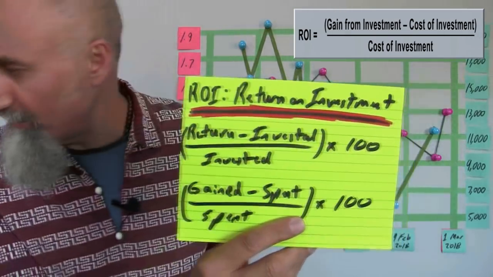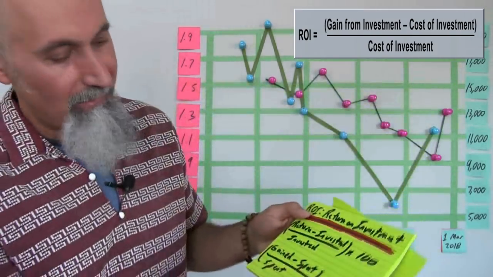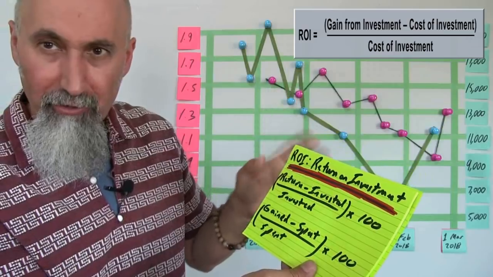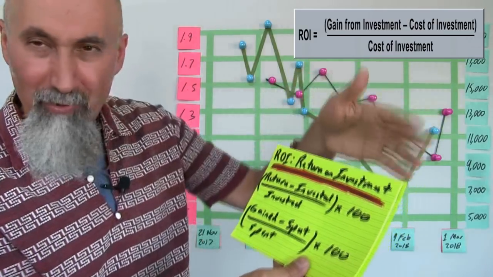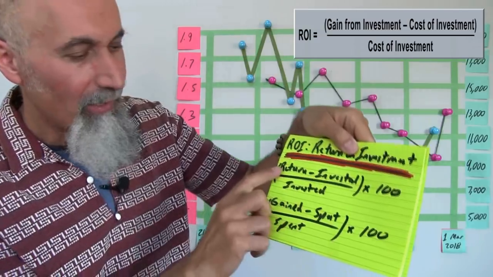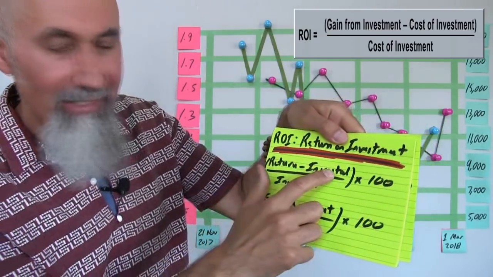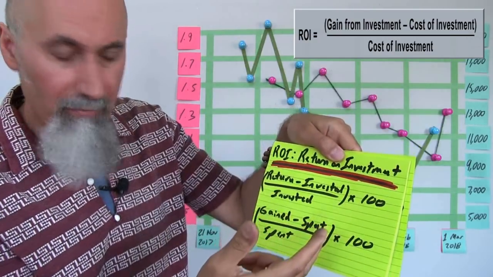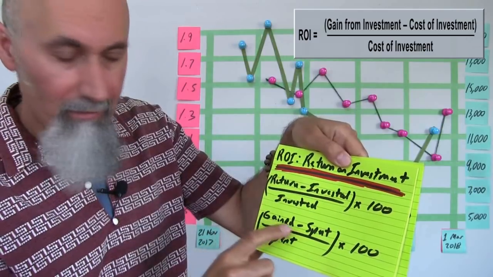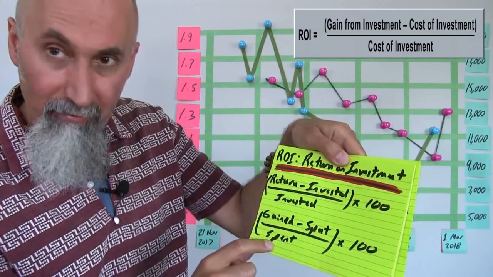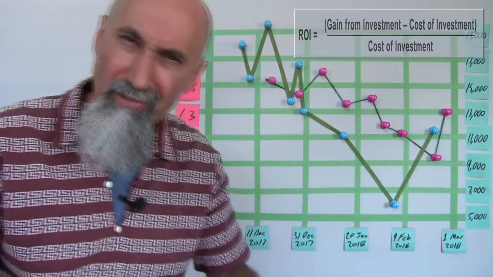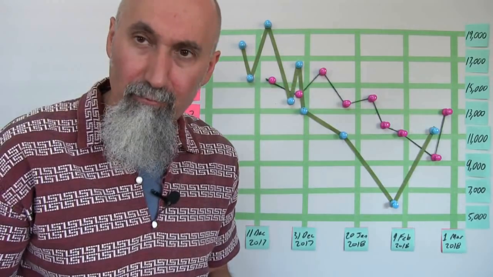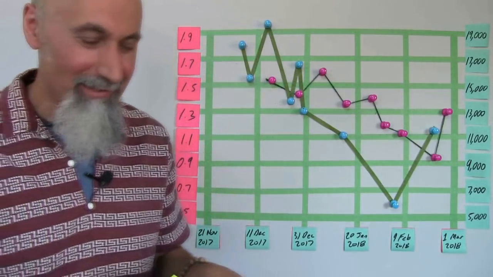It's called return on investment, right? And basically, there's different ways of calculating this, but I like this formula where it's just one fraction multiplied by 100, which is just basically your 100%, right? Basically, the formula is return minus investment, divided by how much you invested, multiplied by 100. Or whatever you gained minus whatever you spent, divided by whatever you spent, times 100, which converts it to percentages, right?